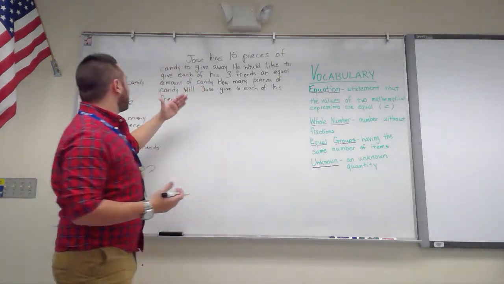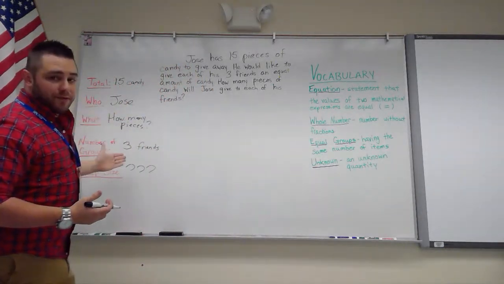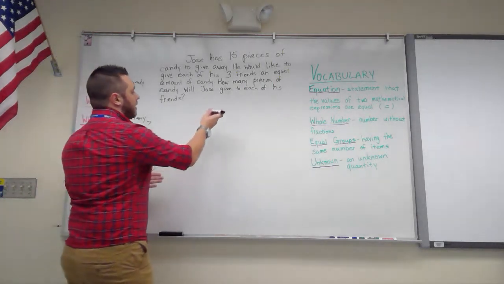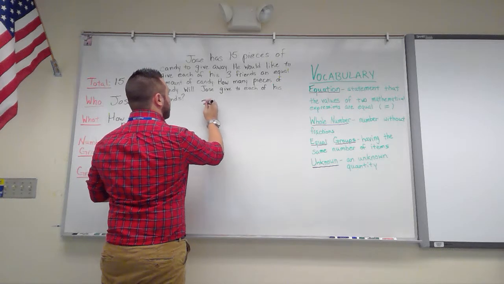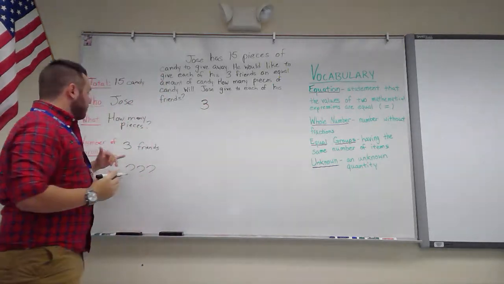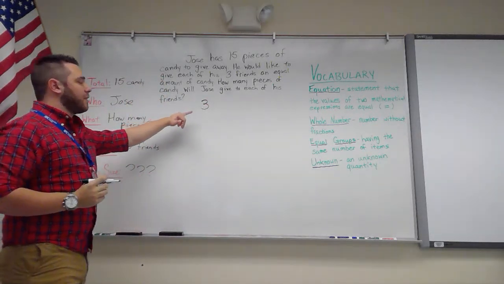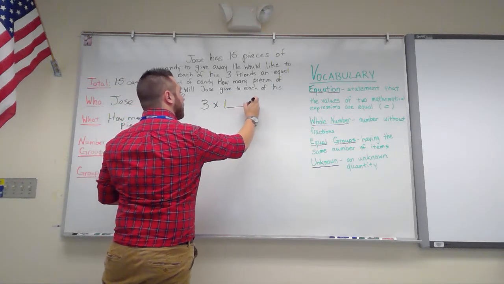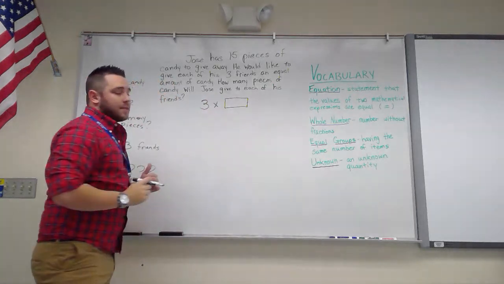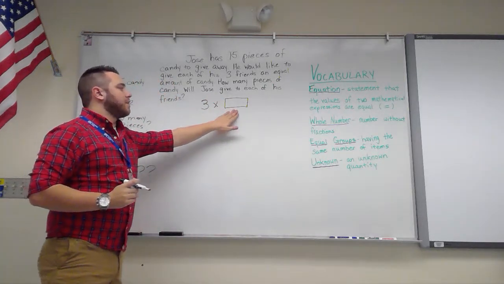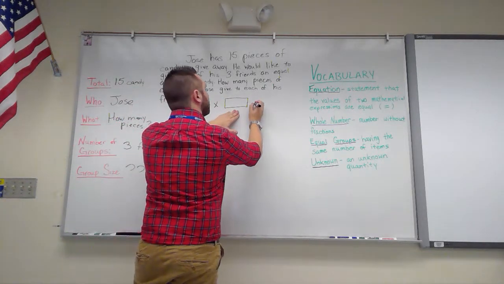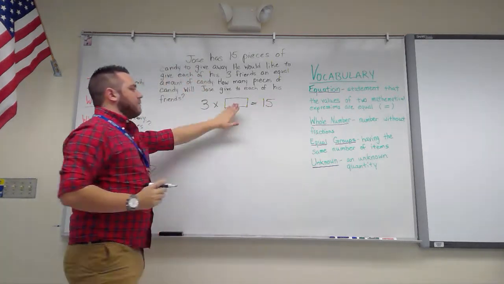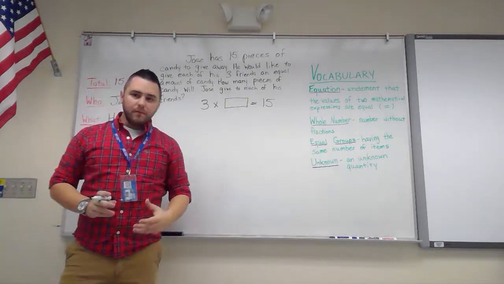Looking between the word problem and the important information that we have pulled out, we can go ahead and write an equation. So we know that our number of groups is 3, because there are 3 friends that he wants to give the candy to. We don't know how many pieces each friend is going to get, and that is the unknown number. And there is a total of 15 pieces. So this is what we're trying to solve for.